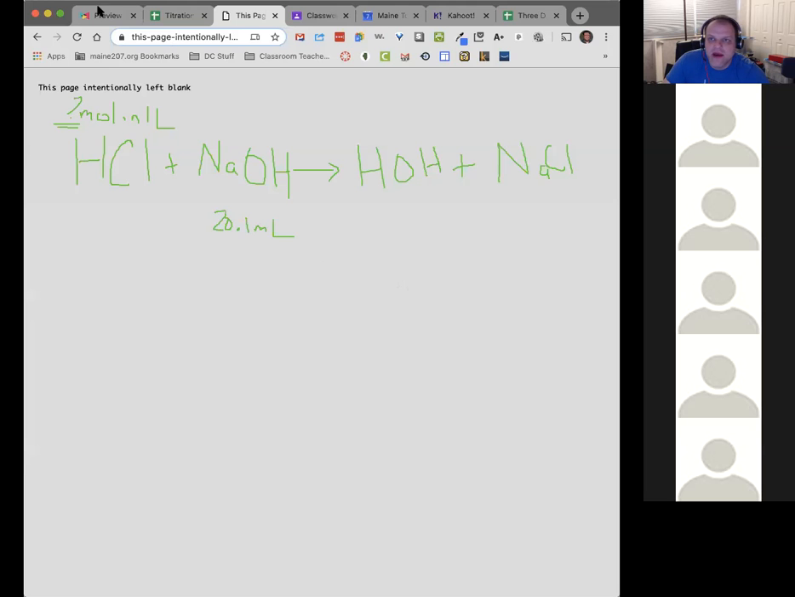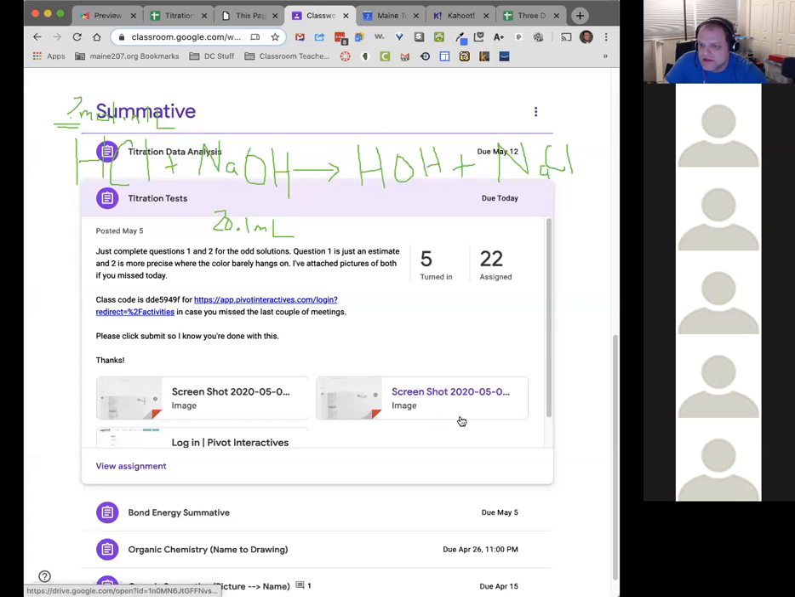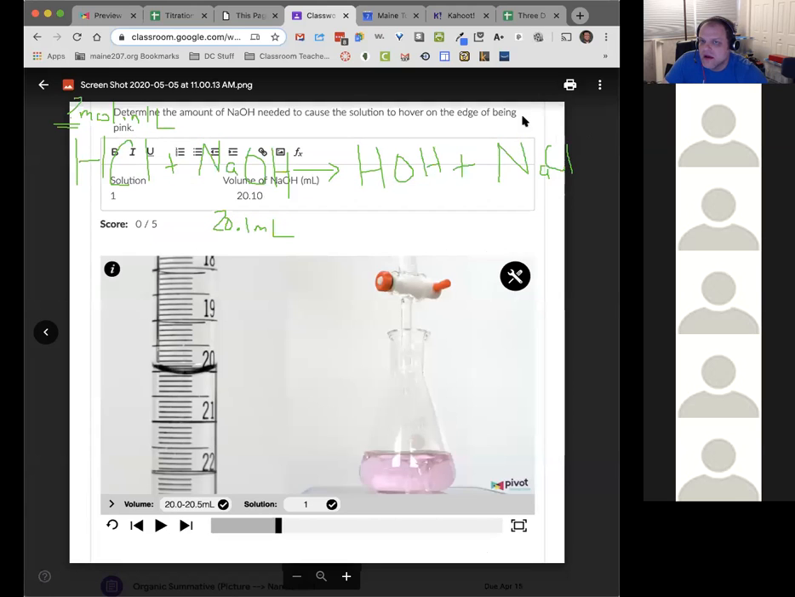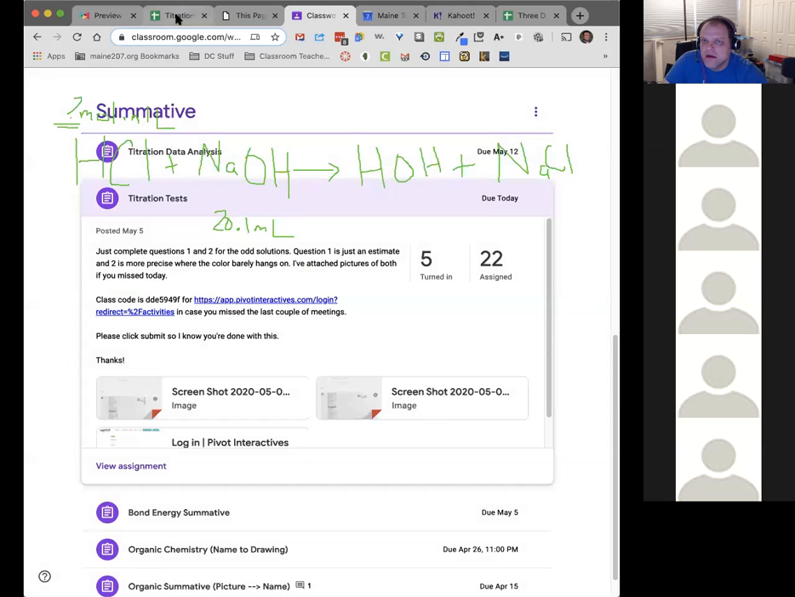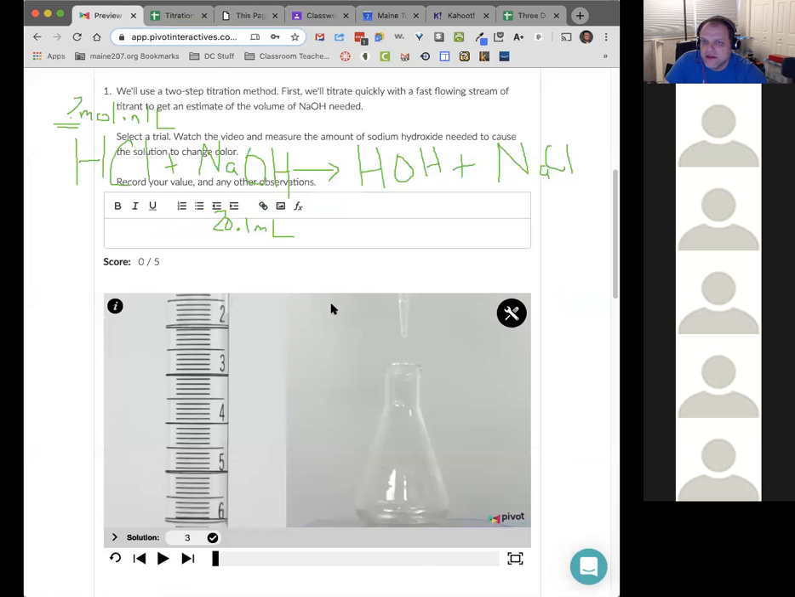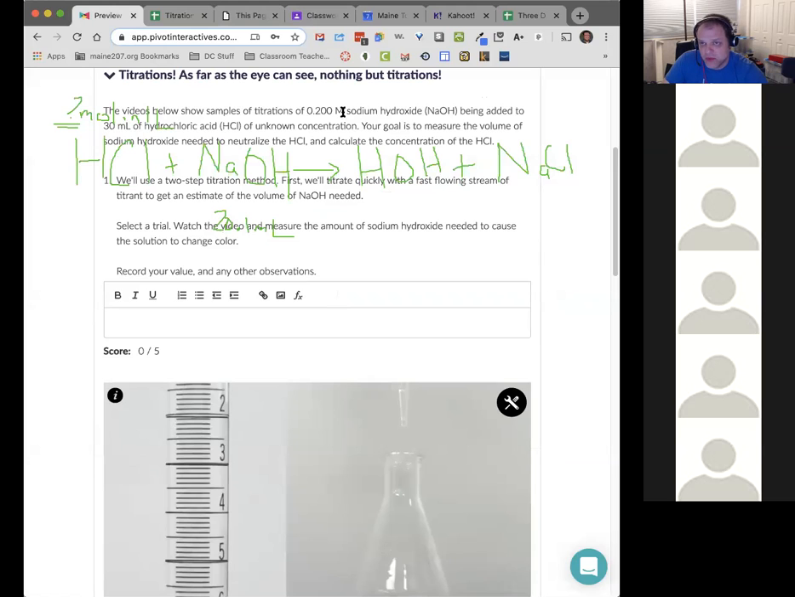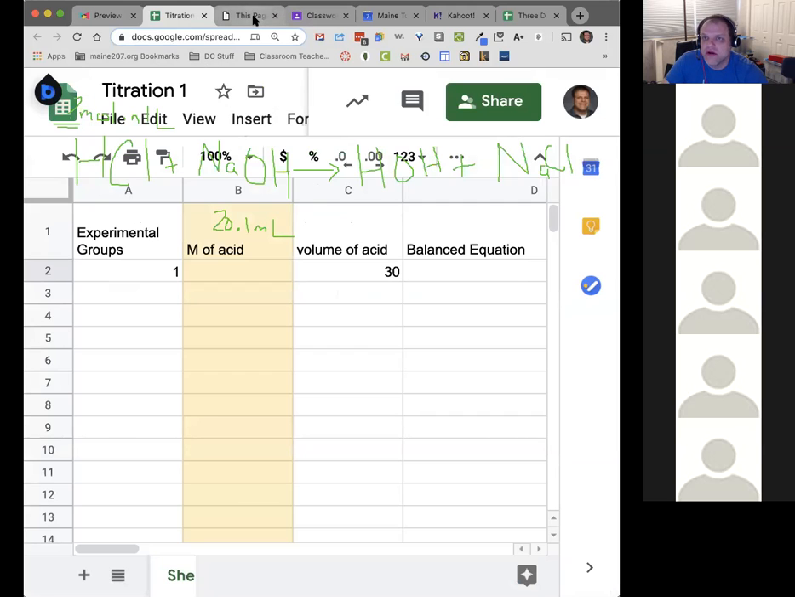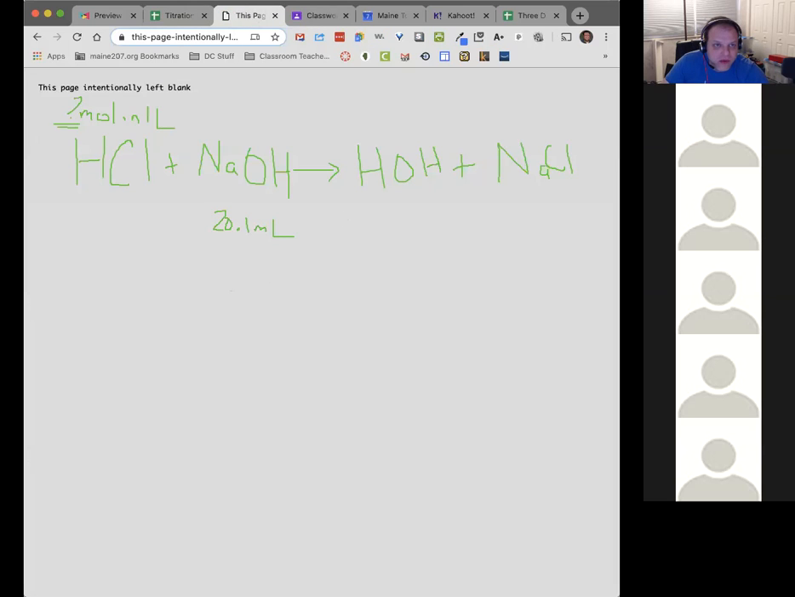And let's go back and see, did they tell us in the lab? They told us that the sodium hydroxide was 0.2 molar. Okay, so that's kind of important. So let's go back here. They told us that this one was 0.2 moles in 1 liter of NaOH. So all of this goes together, okay?